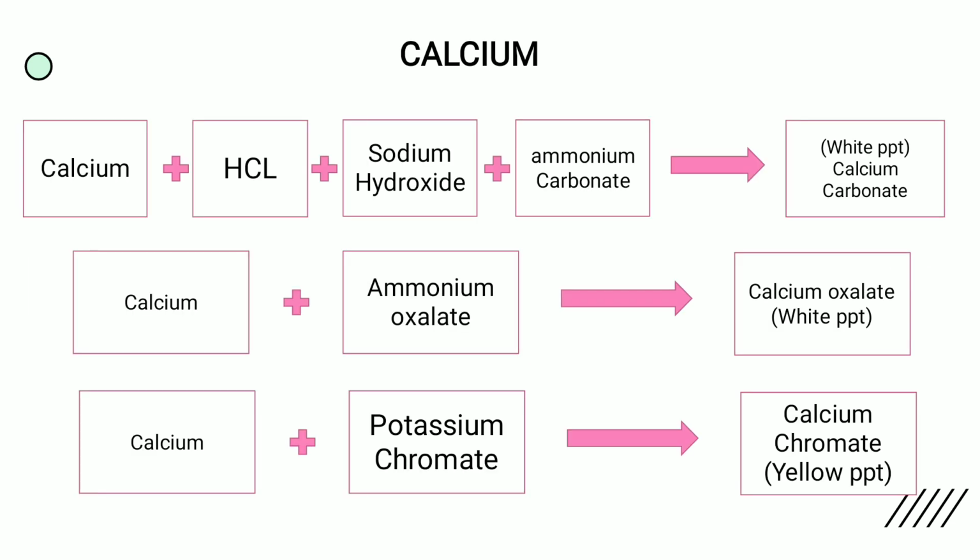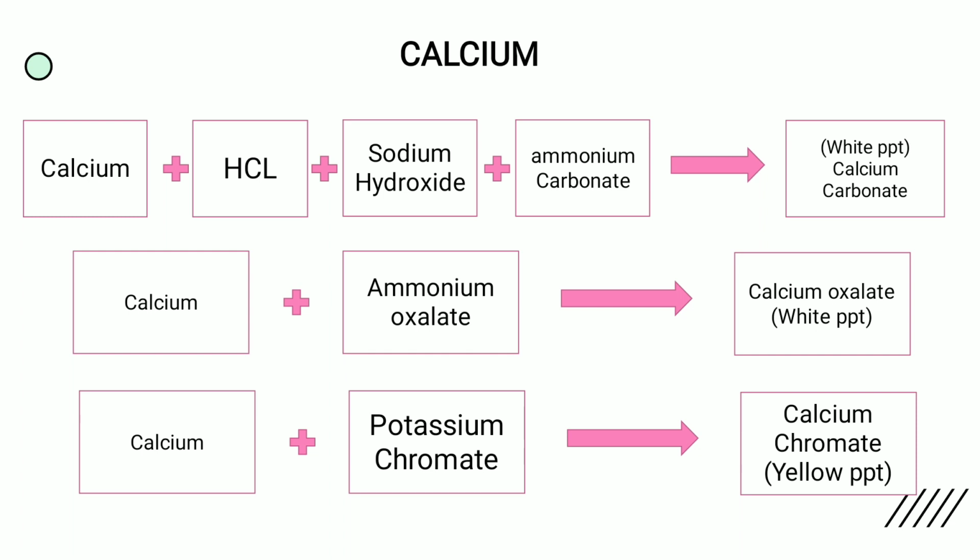Next test for the calcium. Calcium in the HCl and sodium hydroxide is there. We add the ammonium carbonate. There is a formation of calcium carbonate, which is observed as a white precipitate.